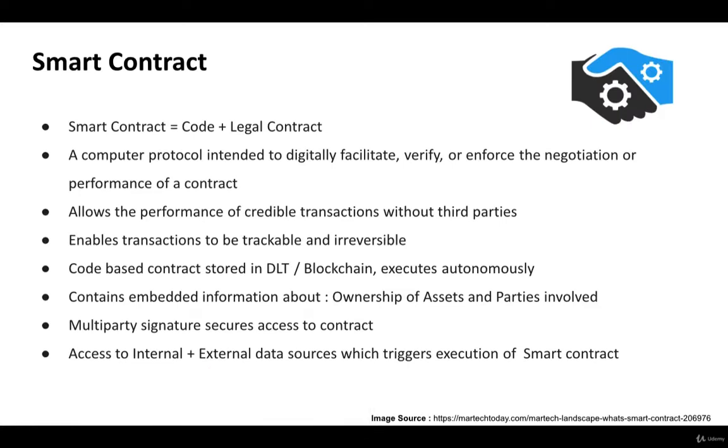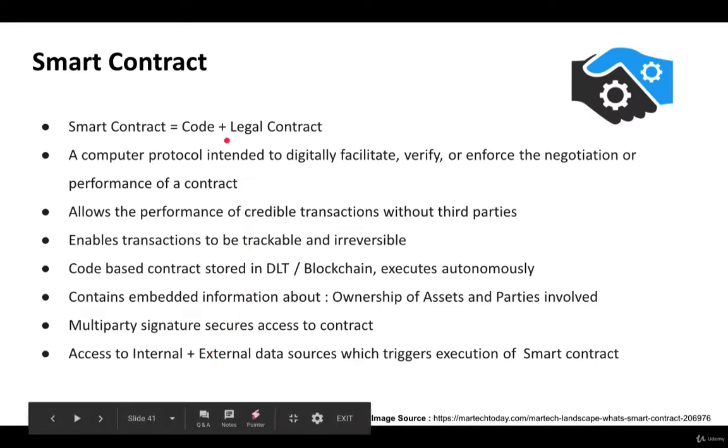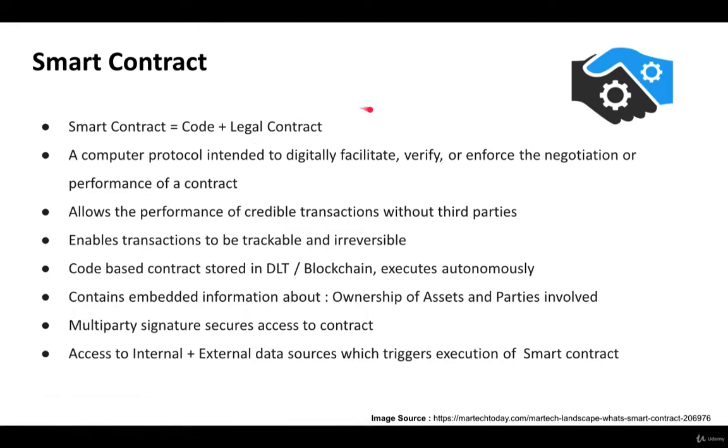Typically speaking, a smart contract is code plus a legal contract in a digital format. So basically a handshake, but digital, without the use of a third party. Let me take an example before we proceed with the concept of smart contracts.